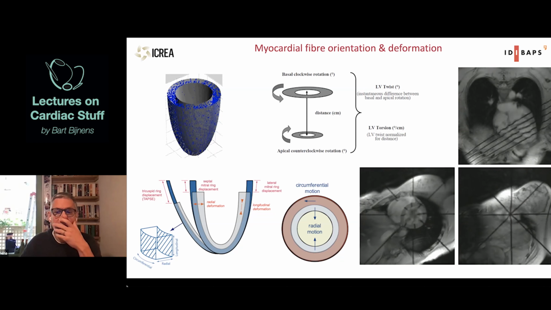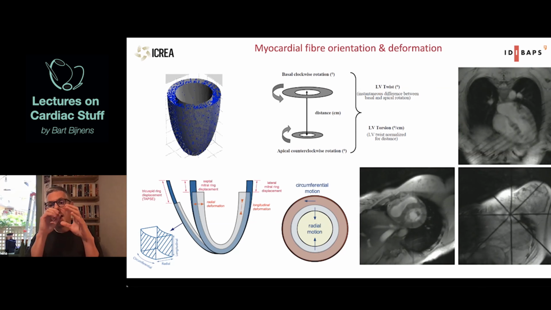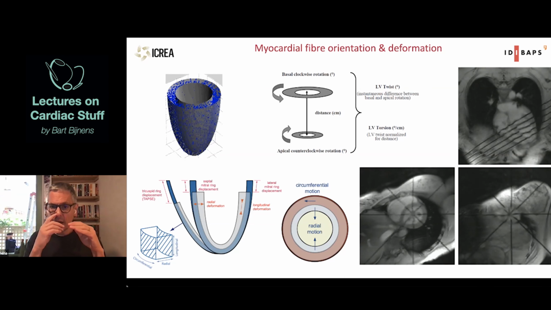Okay, so I showed you this last time already. Because of this very typical fiber orientation, when we look at it clinically, the components that we're looking at are the longitudinal shortening, so base going to the apex, then the circumferential shortening, and then the radial thickening. So these are the normal strain components.